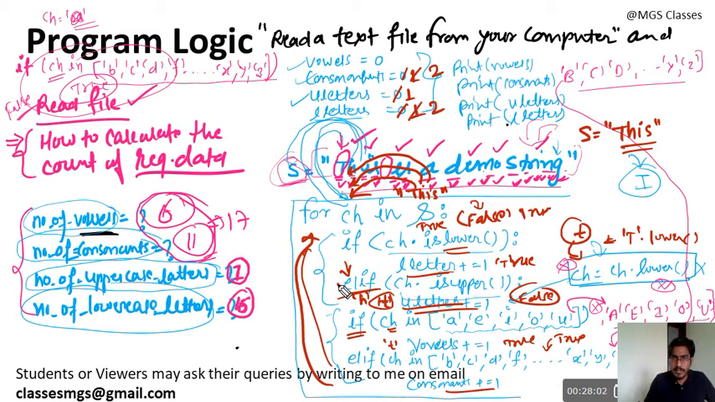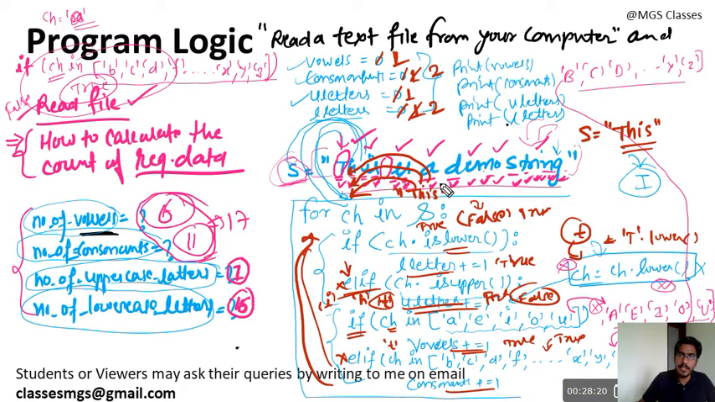Next time, this will not execute. If ch, small i, is in this a e i o u? Yes, small i is there, so it is true in this case. Then vowels will become plus 1. Vowels was initially 0, but will become 1. This else will not execute in this case.